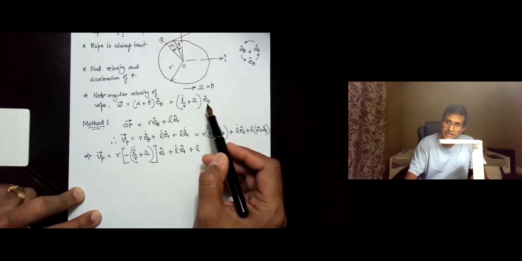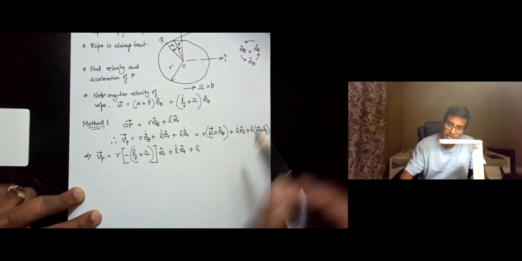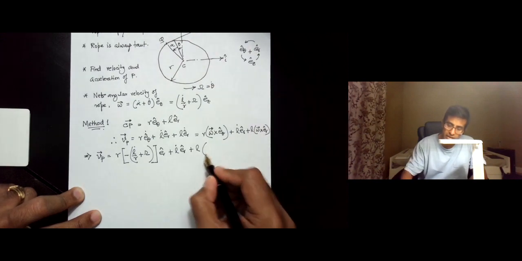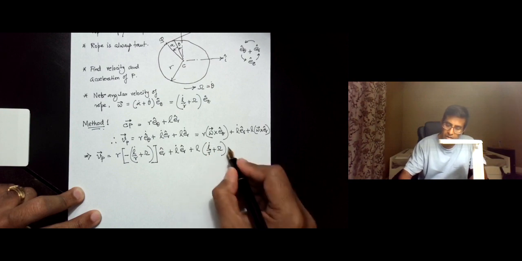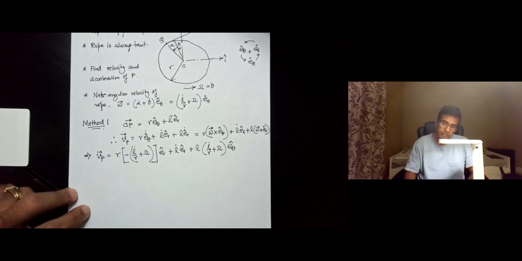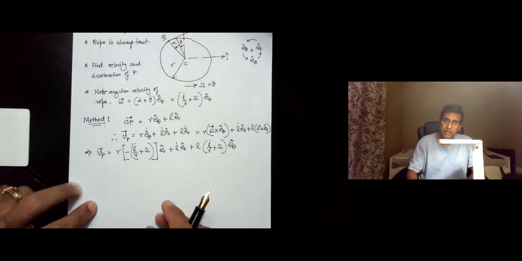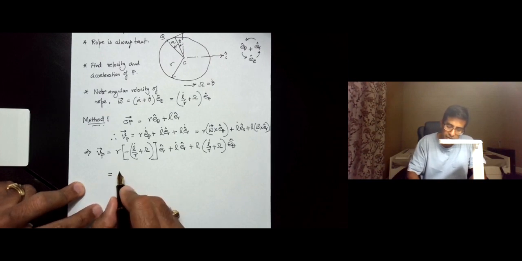So omega has Ez in it. So when we do Ez cross Er, we get E theta. So no change in sign. So L dot over R plus capital omega E theta. Right. So at this point, we can just simplify the expression. And upon simplifying, what we have is the following.